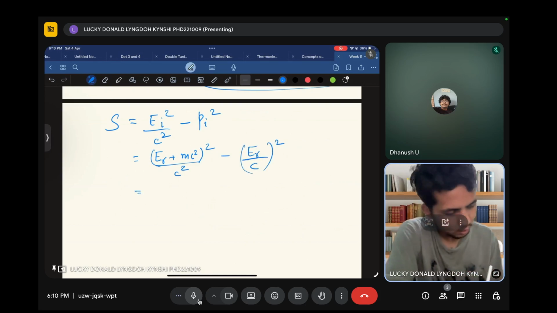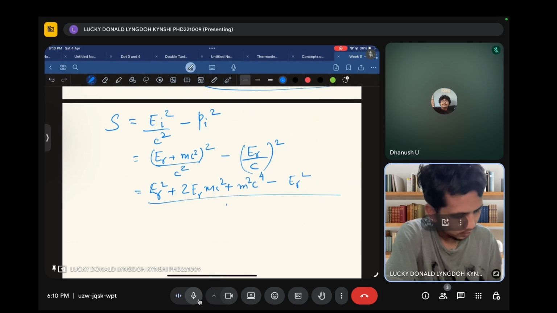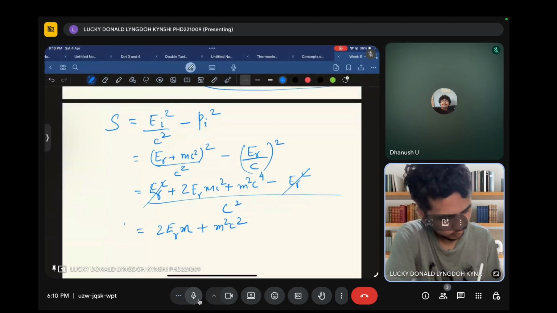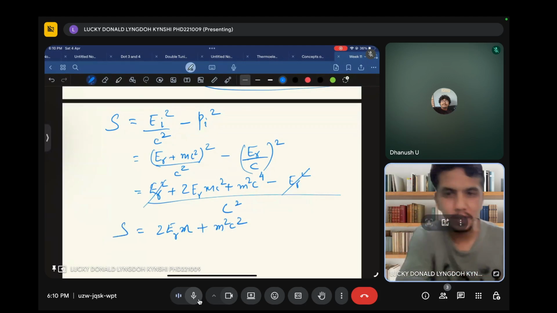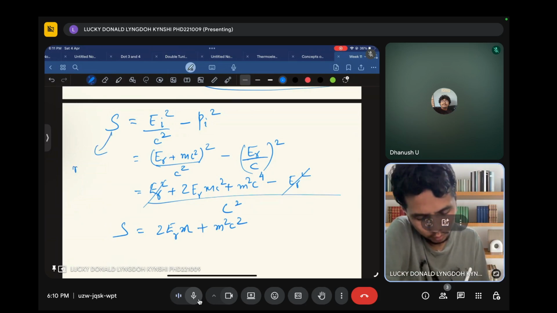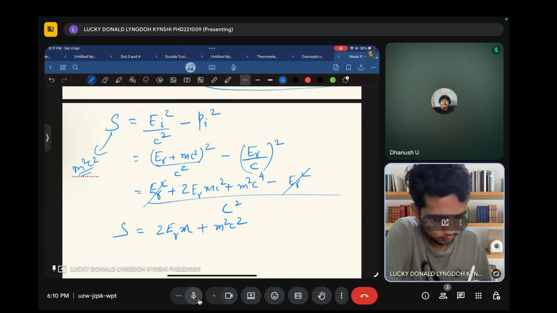When we solve this equation, we get E gamma square plus twice E gamma mc square plus m square c to the power 4 minus E gamma square divided by c square. E gamma square and E gamma square get cancelled, and c square and c square also get cancelled, so we get 2E gamma m plus m square c square. So this is your initial state.